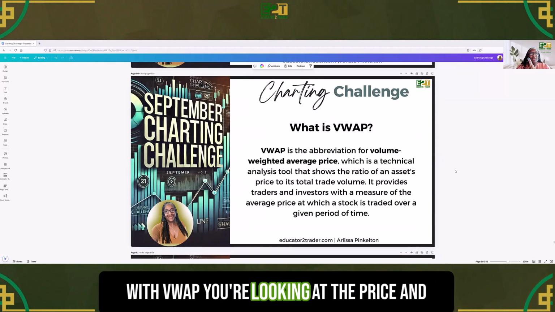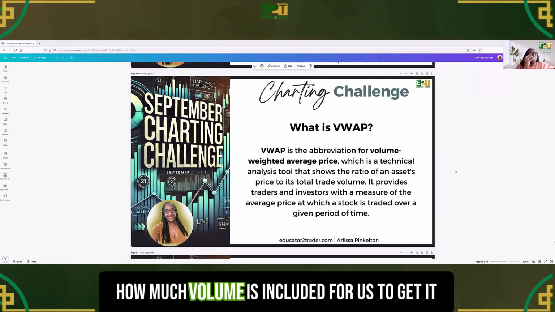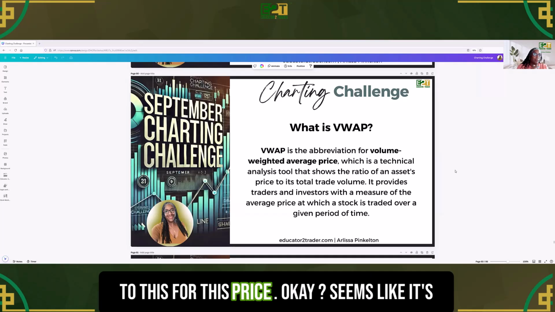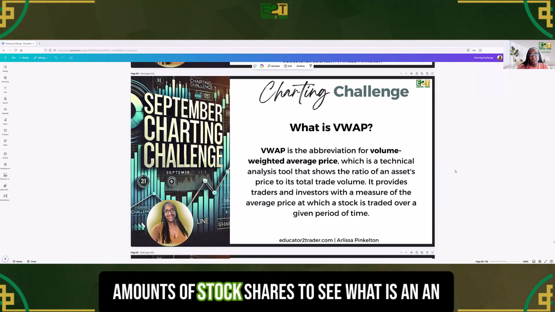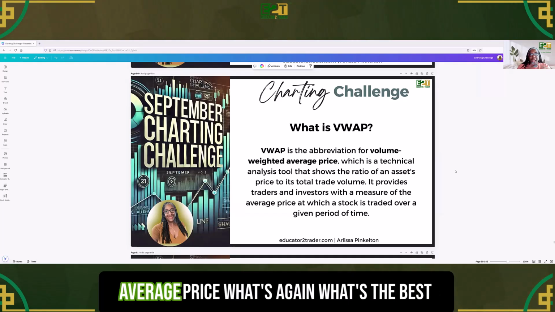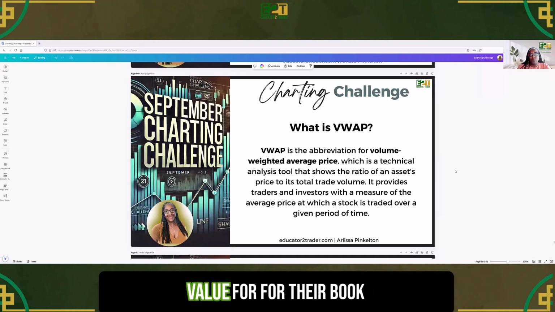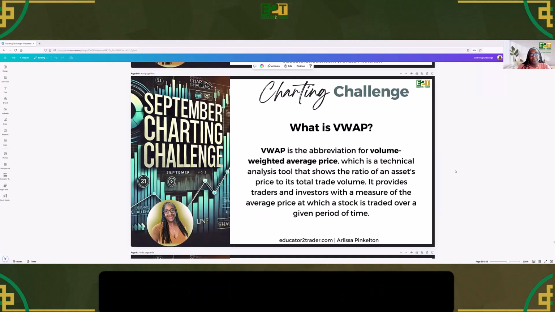With VWAP, you're looking at the price and how much volume is included for us to get to this price. It seems like it's used by a lot of those who purchase large amounts of stock shares to see what is an average price, what's the best value for their book.